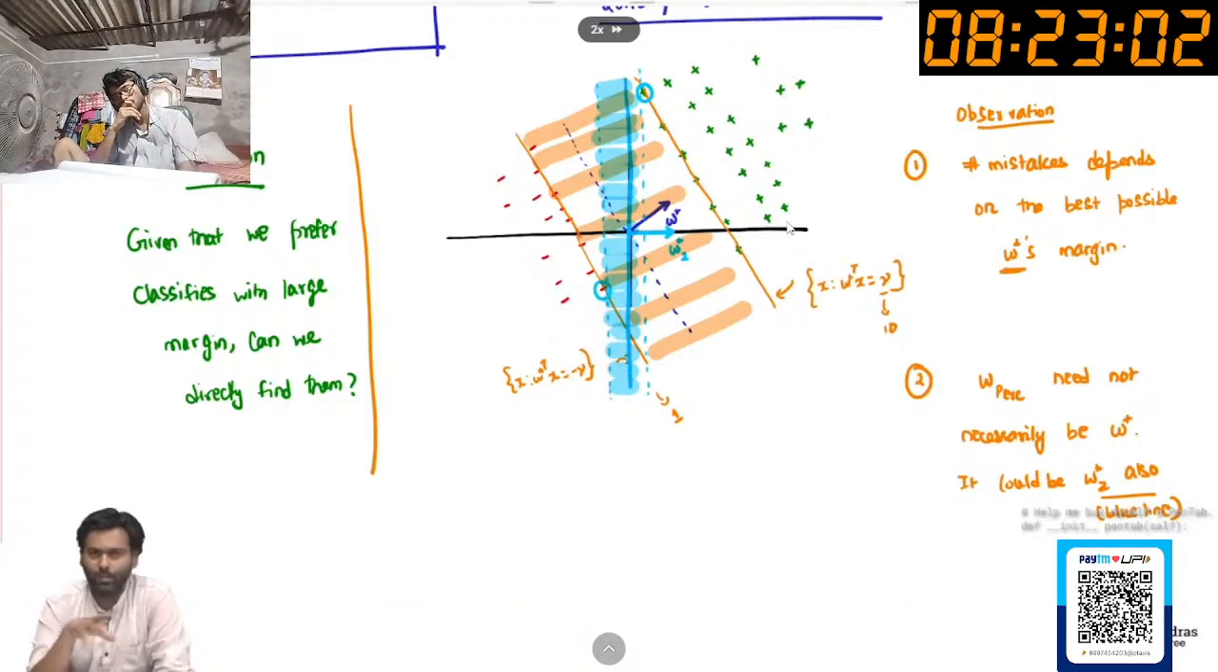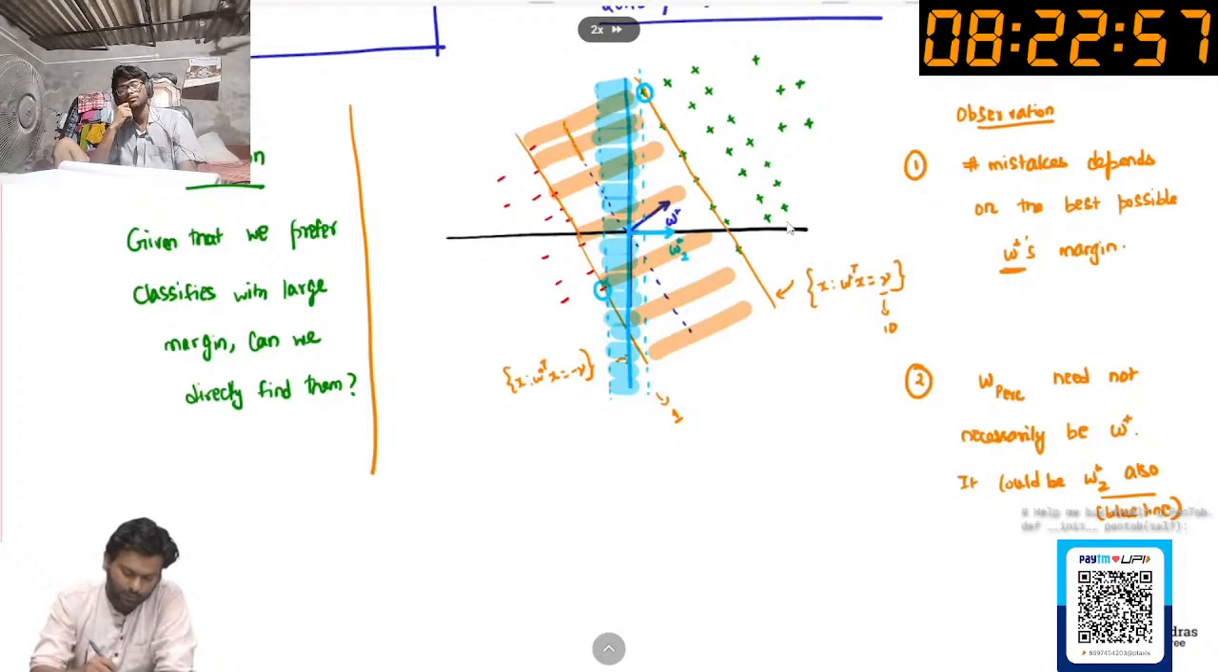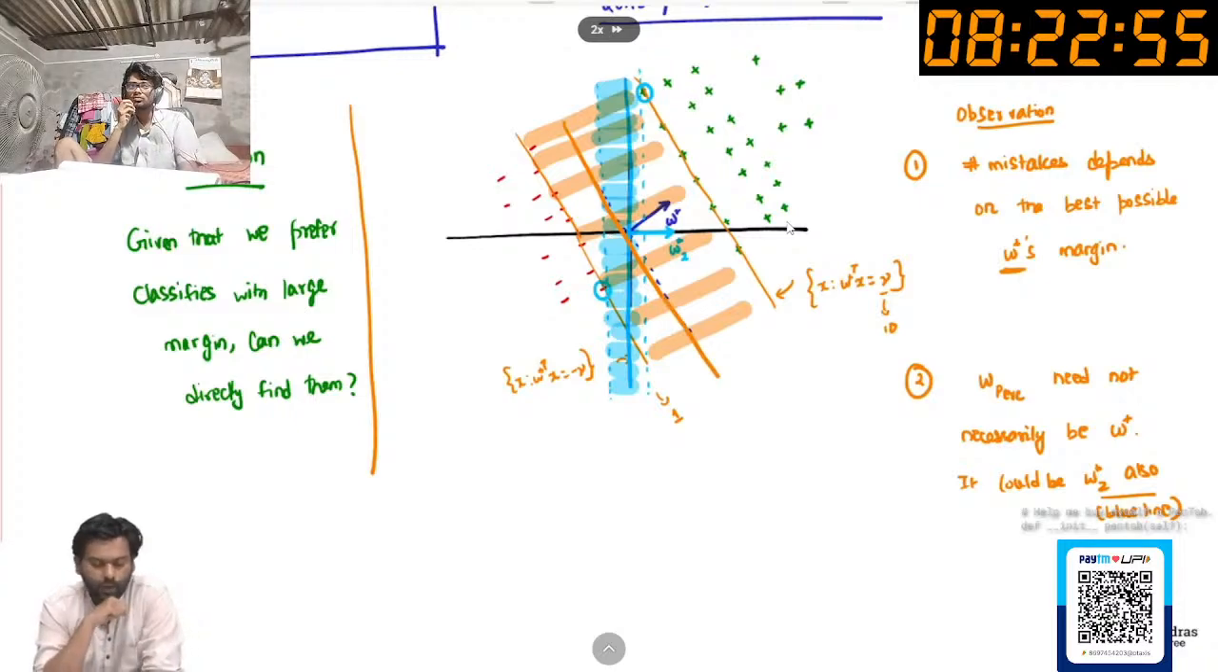This seems like the orange line is a better line than the blue line. When I say orange line, I mean this separator, of course. So this has a larger margin. Now, why is that true? Why would we want to prefer the orange over the blue separator?